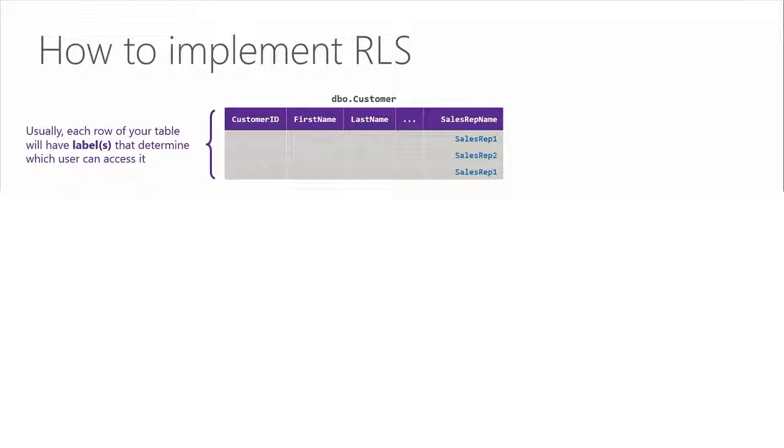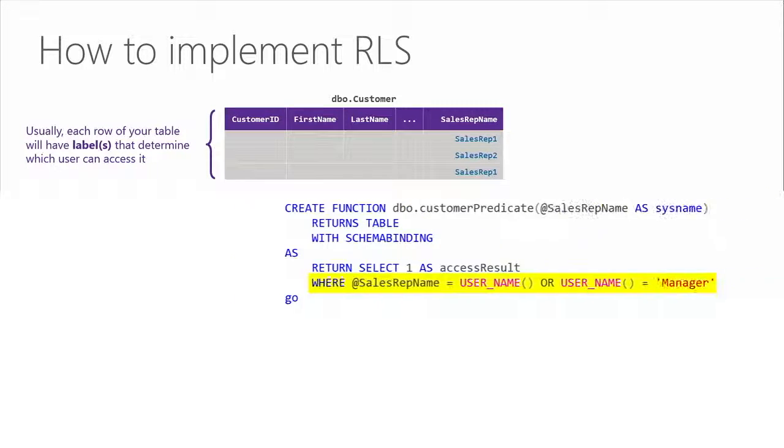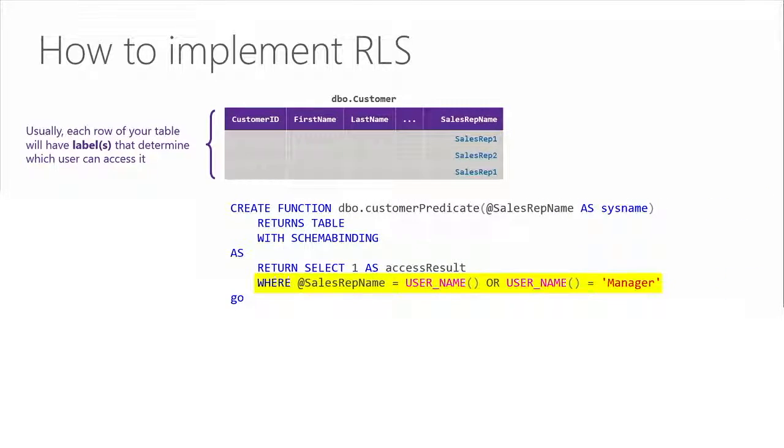So in this case, let's say we have a customer table and we have a sales rep name column that contains the names of sales representatives that are assigned to each customer, or each row in this table. If I wanted to enable RLS on this table, the first thing I would do is create an inline table valued function that defines my access criteria. This function is going to be applied to all queries against my table, and that's what's going to determine which users can access which rows.